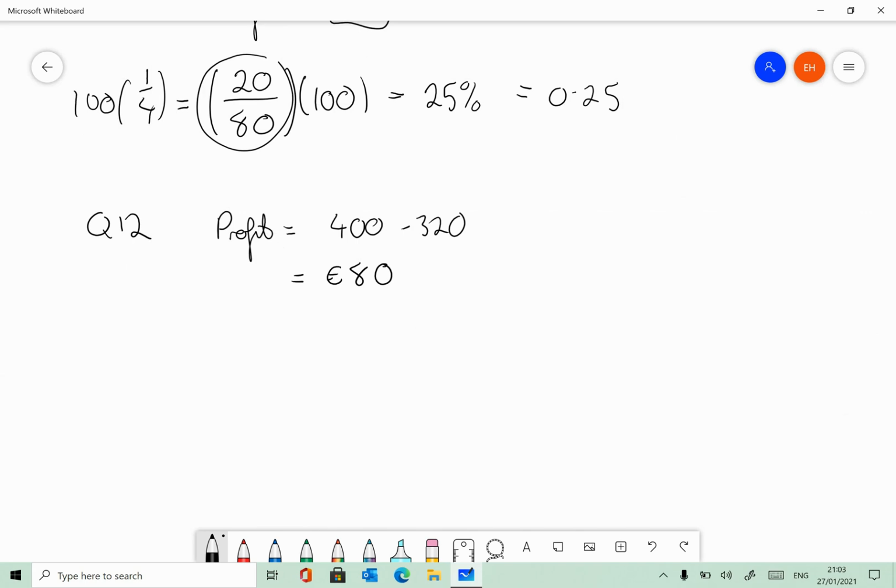And then we want to express that number as a percentage of 320. So it's 80 out of 320, and then to turn that into a percentage, we multiply that by 100, and that gives us 80 over 320 multiplied by 100 is 25. So again, it's 25%.